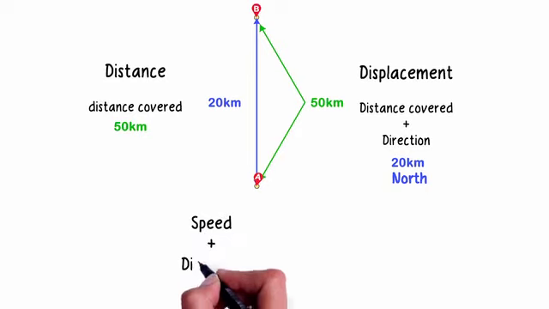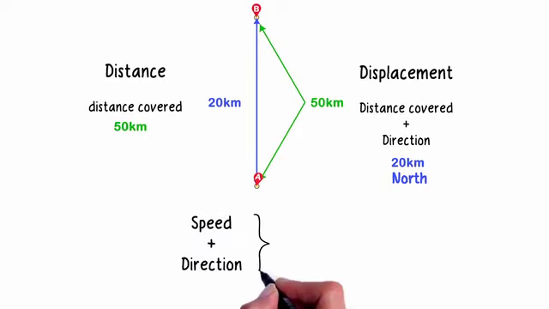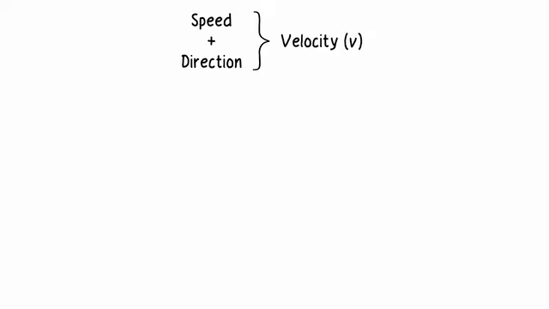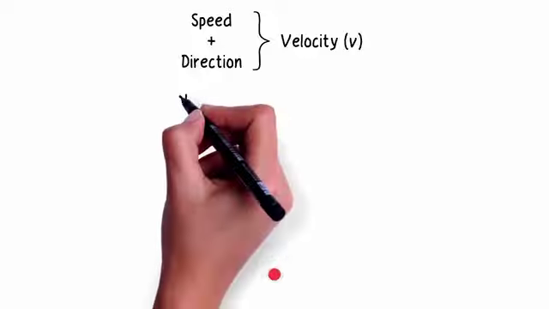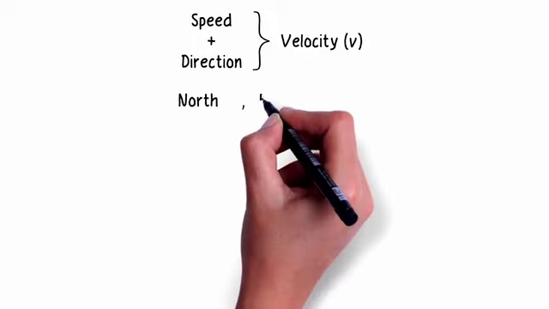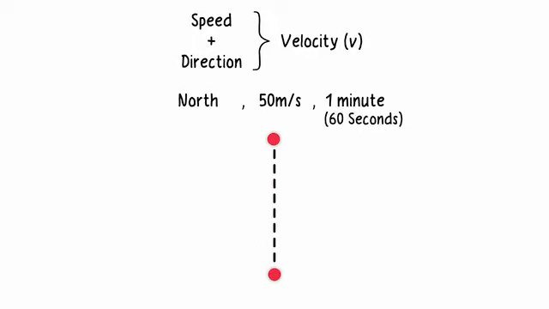So, what tells the speed along with direction? Velocity. That's right. It can be written as lowercase v. Let's see how it differs from speed. If I told you that I traveled north at a speed of 50 meters per second for 1 minute, would you be able to tell me where I end up? Yes, you would. You could tell me I have covered a total distance of 3,000 meters and landed at this point.